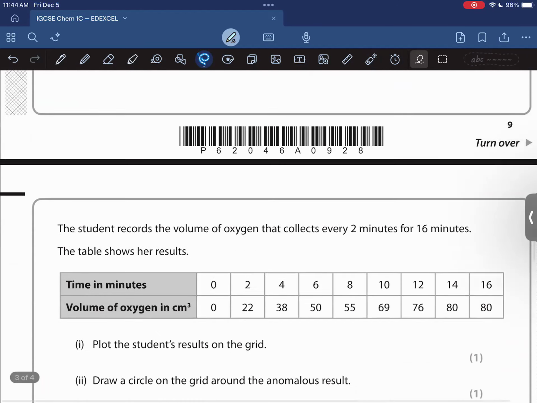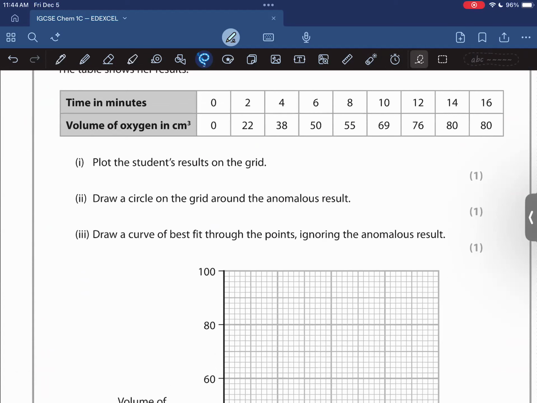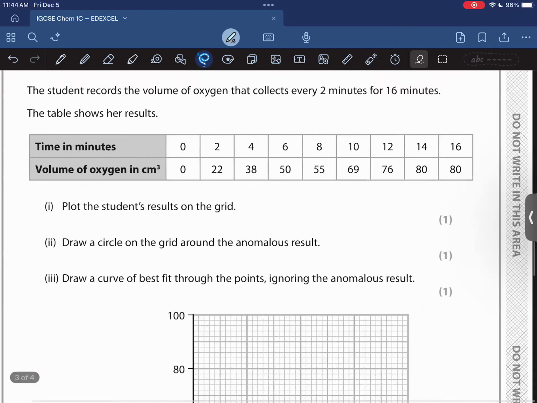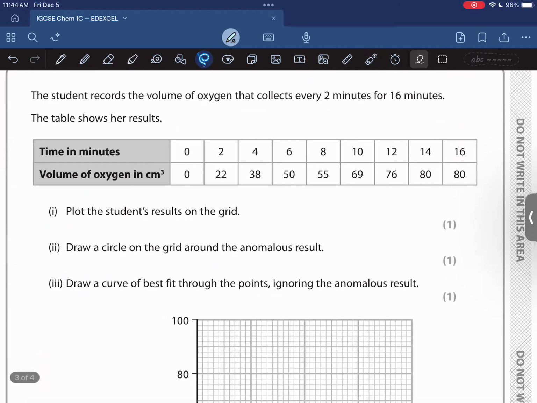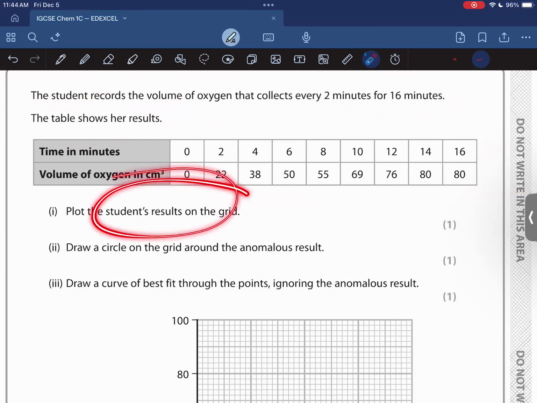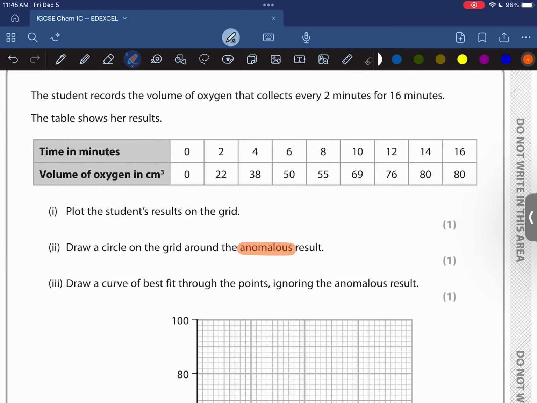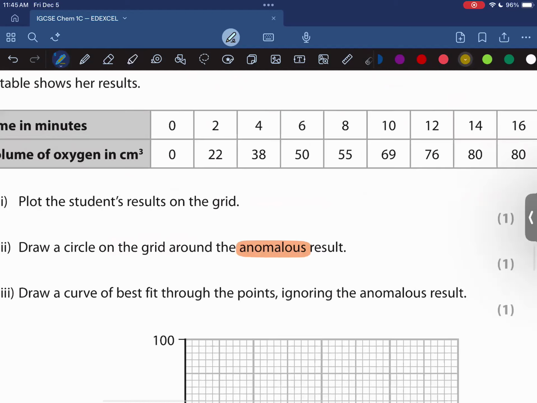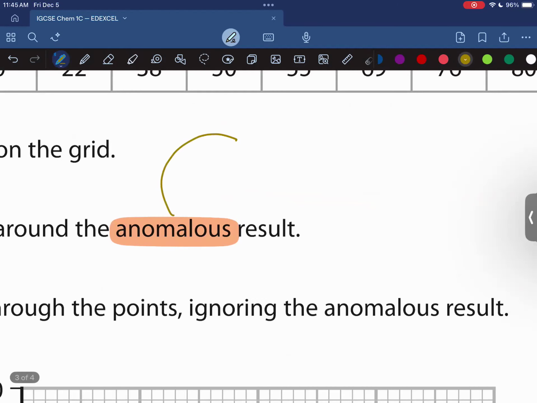Now let's check out the question that we need to complete. The student records the volume of oxygen that collects every 2 minutes for 16 minutes, and the table shows the result. Now plot the results on the graph and draw a circle around an anomalous result. This is the result that does not fit the overall trend.